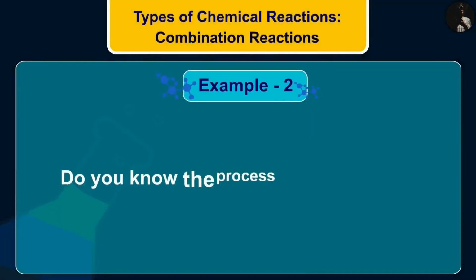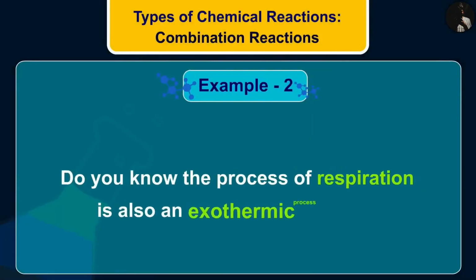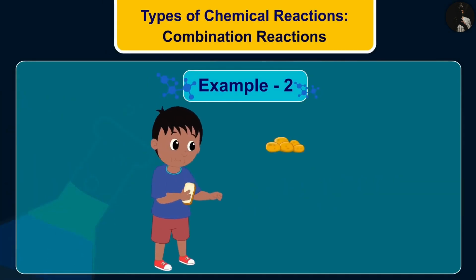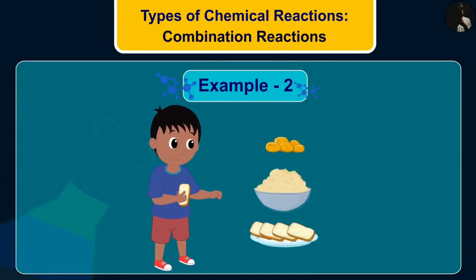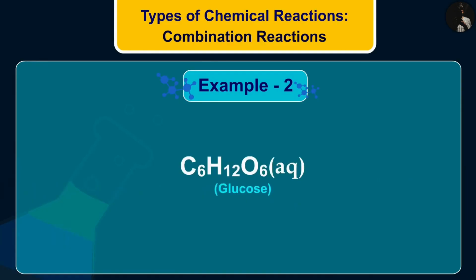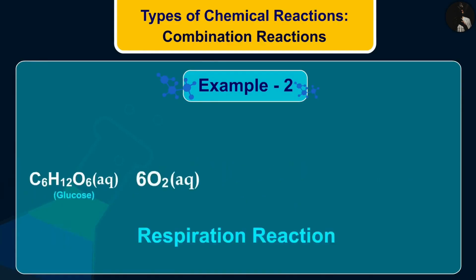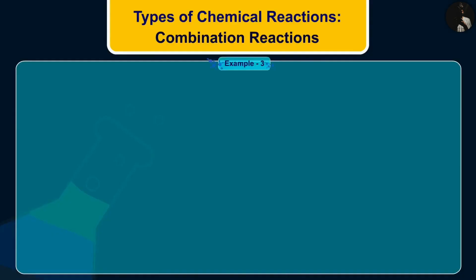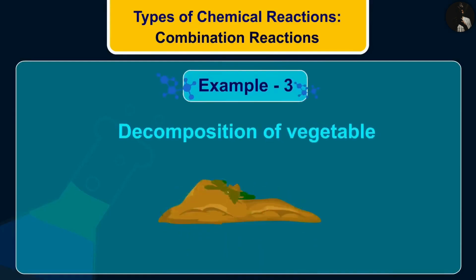Do you know the process of respiration is also an exothermic process? The food we consume like potatoes, rice, bread, etc. contains carbohydrates, and these carbohydrates are reduced to form glucose, which is further broken down to simple substances like carbon dioxide and water, releasing a large amount of energy. The decomposition of vegetable matter into compost is also an example of exothermic reaction.